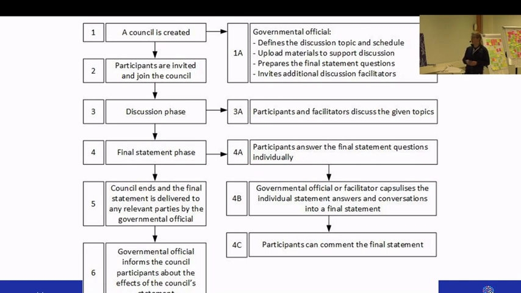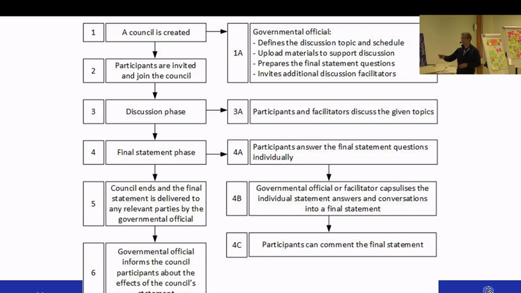And then the participants have a possibility to comment on the final statement. Our idea was that those comments would also be taken together with the final statement. So if somebody disagrees, that kind of metadata would be included in the statement when it's taken forward. And that's part five.